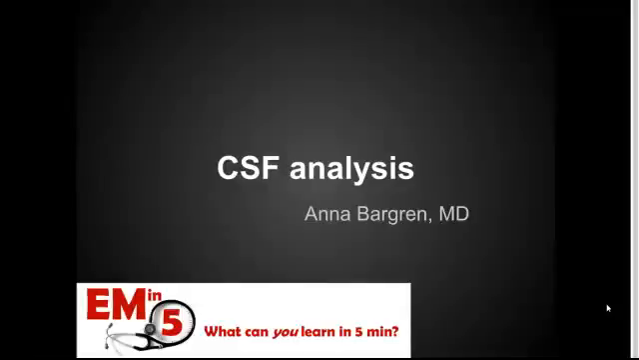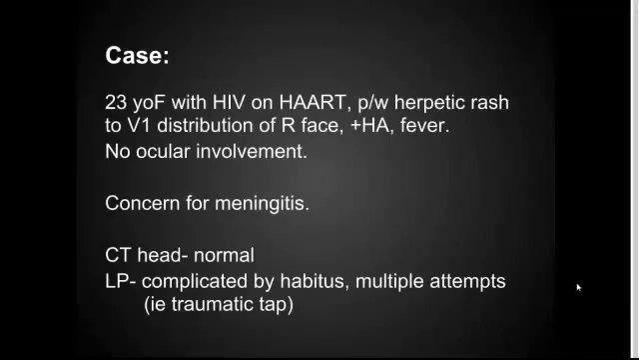Today I want to talk about CSF analysis, and I thought that the best way of doing this, since it's essentially looking through a chart, would be to look through a case that I had recently. So this is a case of a 23-year-old female. She had HIV, was on HAART therapy, sometimes compliant. She presented with a herpetic rash to the V1 distribution of her face, was also complaining of some headache, fevers, and a little bit of vomiting over the last couple days. She didn't have any ocular involvement, no Hutchinson sign, but we were pretty concerned for meningitis at the time.